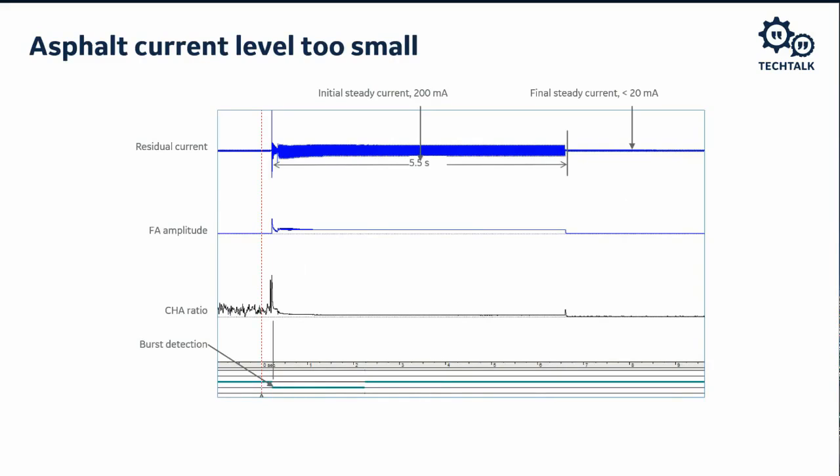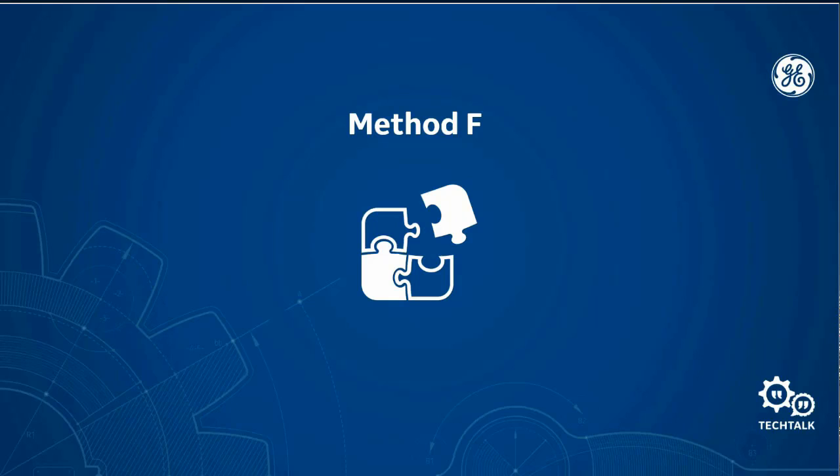A line dropped on asphalt exhibited residual current too small to activate method P. Now let's learn about method F in the Multilin UR F60 relay. 9 sophisticated algorithms make up the method F HIF detection.